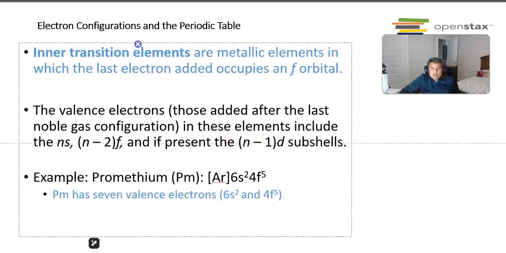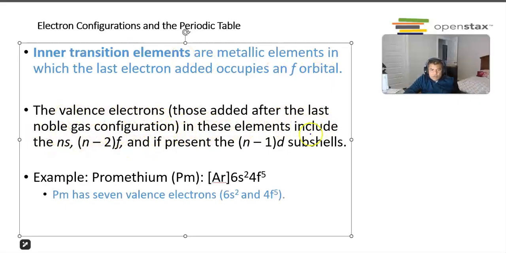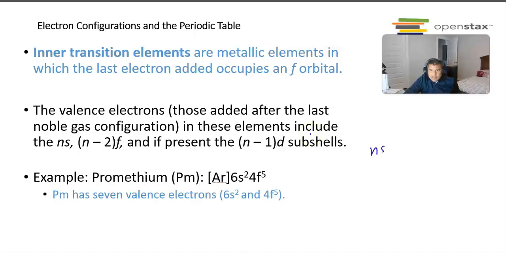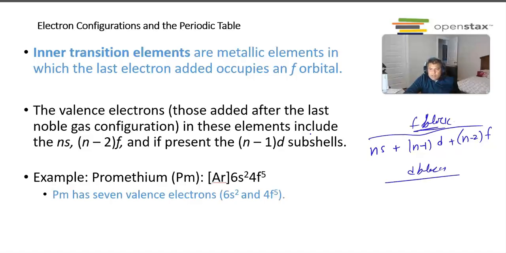So for inner transition elements or metallic elements, the valence electrons after the last noble gas configuration include the largest n s, plus n minus 1th d, plus n minus 2 f. So these are f block. Just please ignore the previous. Okay, f block. And for the d block, the n s electrons plus n minus 1 d electrons. That is it.